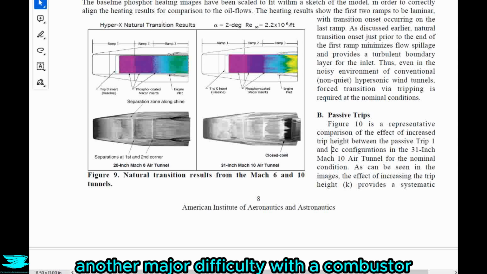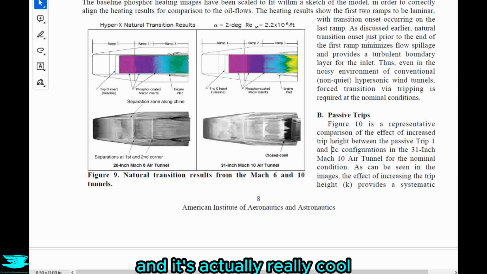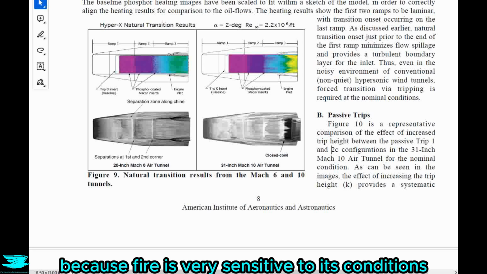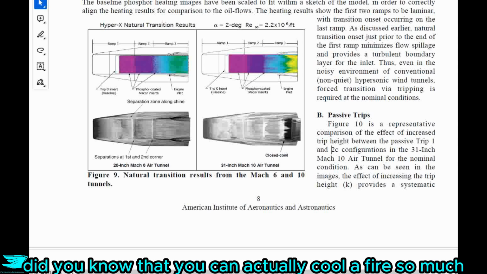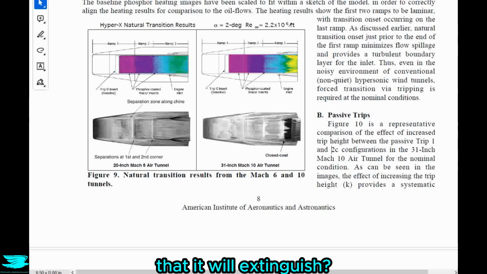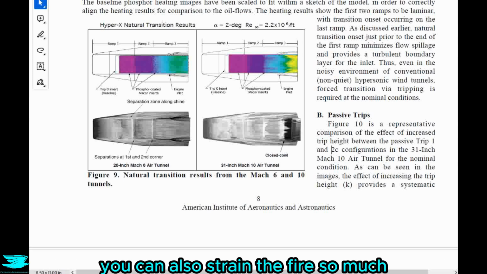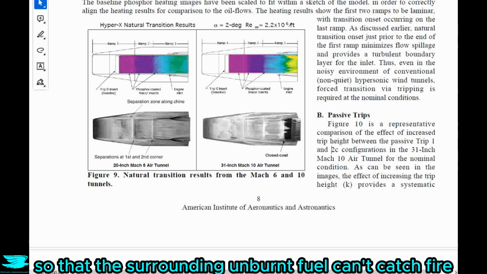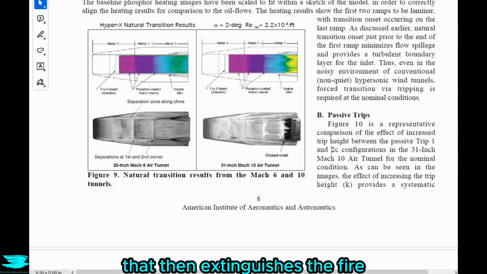Another major difficulty with the combustor is trying to ignite the fuel, and this is actually really cool. This is because fuel is very sensitive to its conditions. For example, did you know that you can actually cool a fire so much that it will extinguish? In addition to that, you can also strain the fire so much, literally pulling it apart, so that the surrounding unburnt fuel can't catch fire. That then extinguishes the fire.